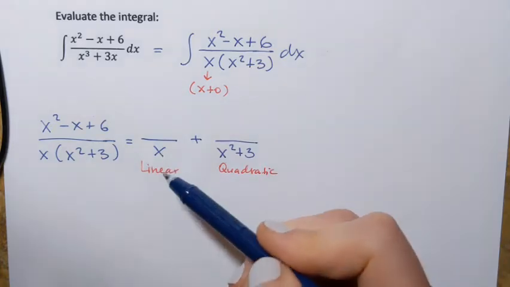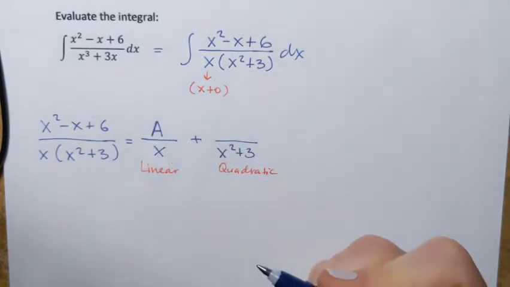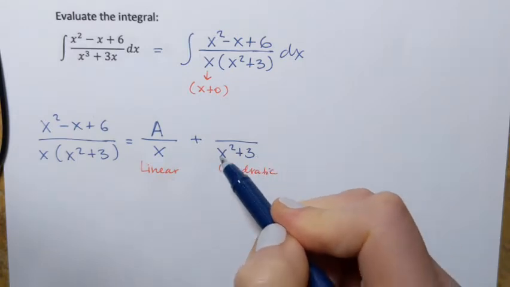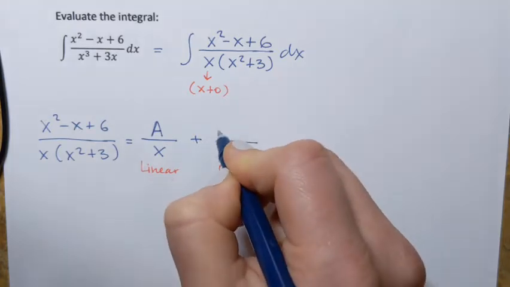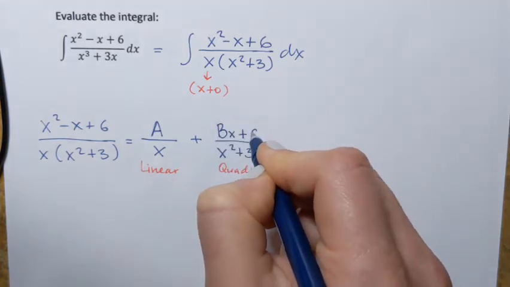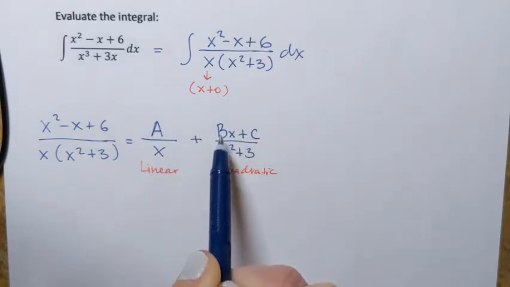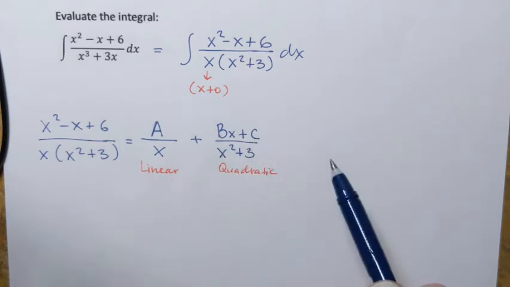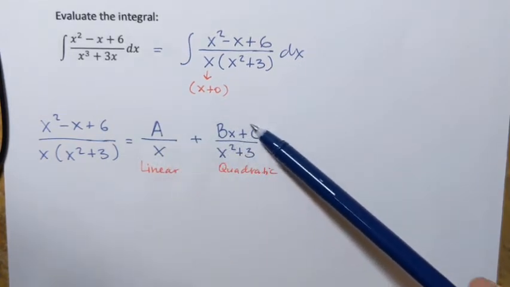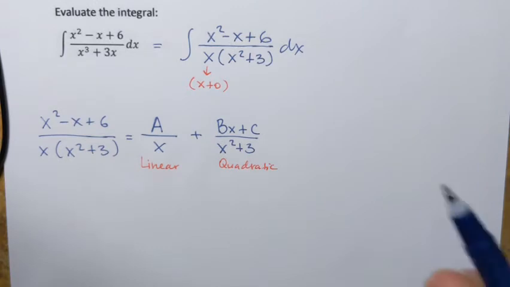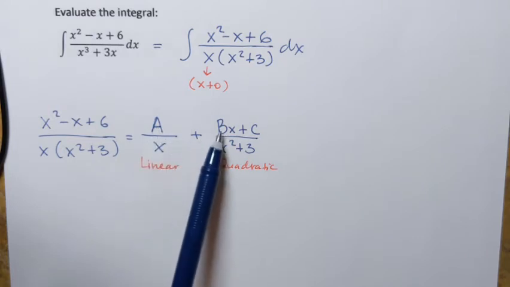So every time I have a linear denominator, the numerator will always be just a constant. I'm going to use a for that constant. But every time I have a quadratic denominator, its numerator is going to be a linear expression. So it's going to have this form, bx plus c. I have to keep using new letters every time, so if I used a, now I'm moving on to b and c and so on if I add more fractions. But that's all I have here, right? A is here because it's linear, and then bx plus c is over here since it's quadratic. So that's the idea. We split it up, but our goal is to find a, b, and c.